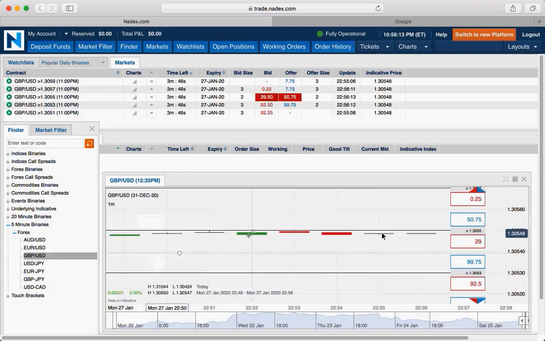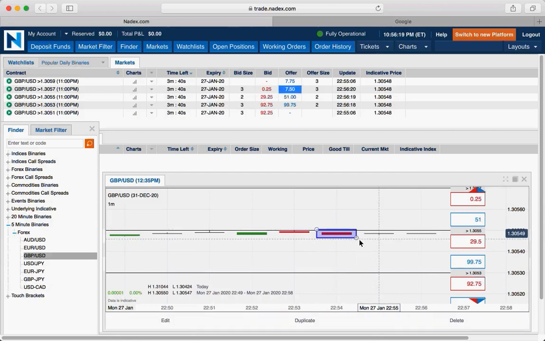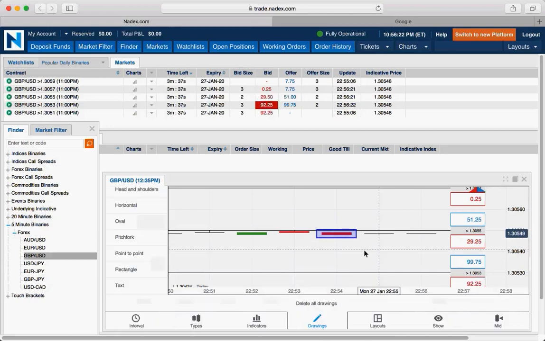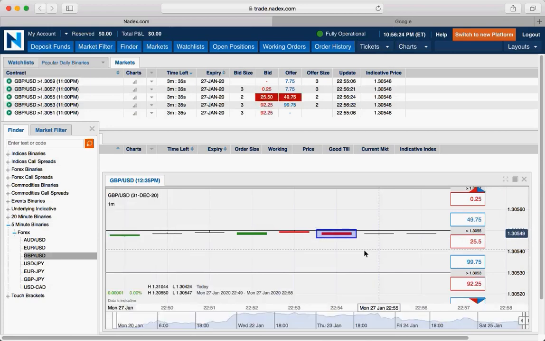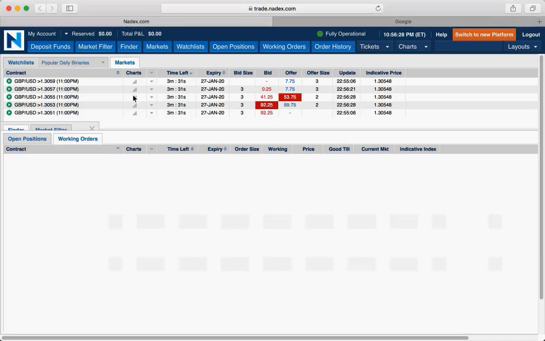What am I looking for? Oh, the rectangle. Let me put this over here. So this right here is the candle. Red candle. Very good. No wicks. Yep. All right. Excellent.